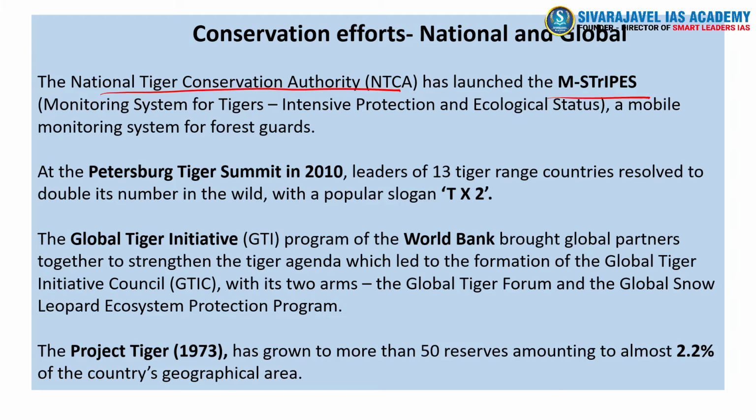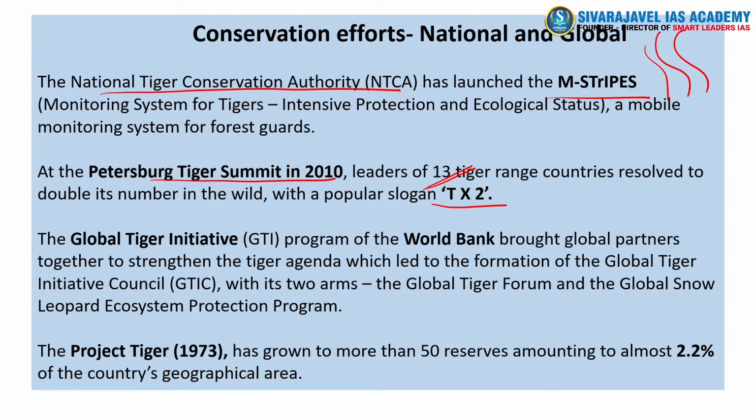So you can simply remember it as tigers have stripes, and that is how this name was also made. You have a mobile counting of the stripes. And internationally, the Pittsburgh Tiger Summit held in 2010 for all the 13 tiger range countries resolved to double the tigers number in the wild with a slogan called T2, and India is the one country which achieved this doubling of the tigers before the target time. It's a great achievement by India, and your job is to find out what are these 13 tiger ranging countries and put it in the comment.